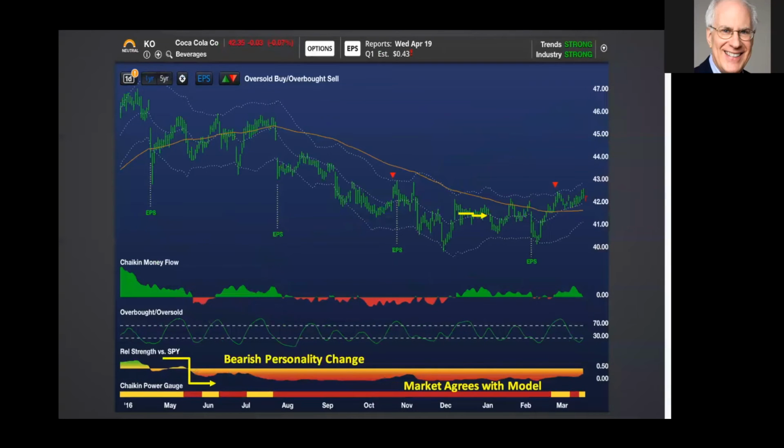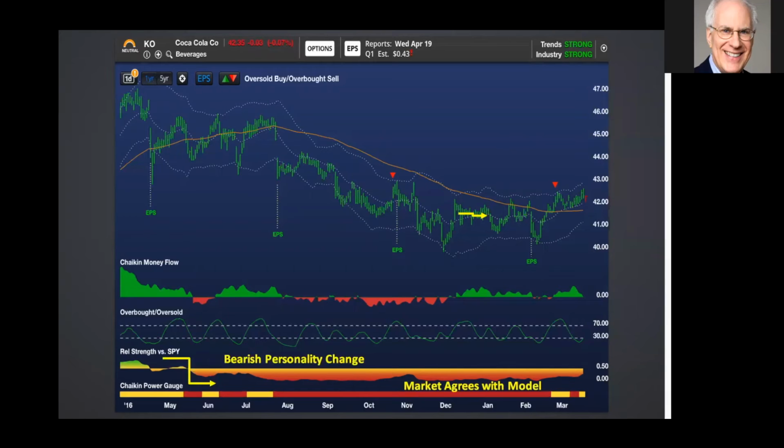Here's an example of a bearish personality change and the dynamic duo on the downside. Coca-Cola, well-known name, flailing around as a company. Not sure if they want to be a beverage company or a bottling company or be in the snack food business. But the bottom line is you don't need to know any of this because the power gauge rating has been bearish since mid-May. And you had a bearish personality change as the stock began to underperform the market. And there's your dynamic duo on the downside.